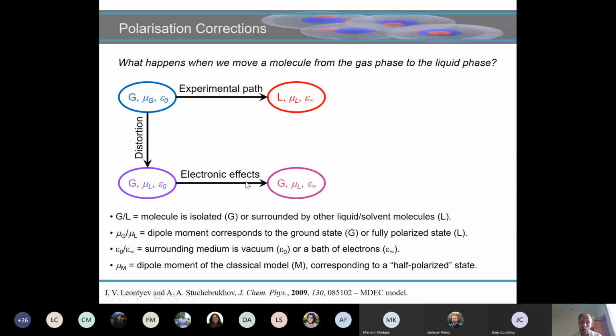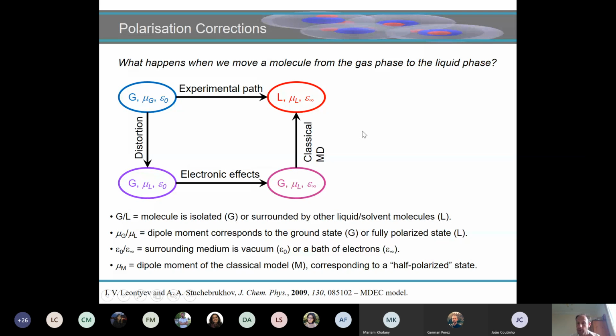Then we can take the molecule, which is distorted now, and pop it into the path of the electron. So now we have these electronic effects, which the model also doesn't account for, and the medium is going from epsilon 0 to epsilon infinity. Finally, we need to put this molecule, which is polarized, interacting with other molecules which are moving around. Okay, so now it goes from G to L.